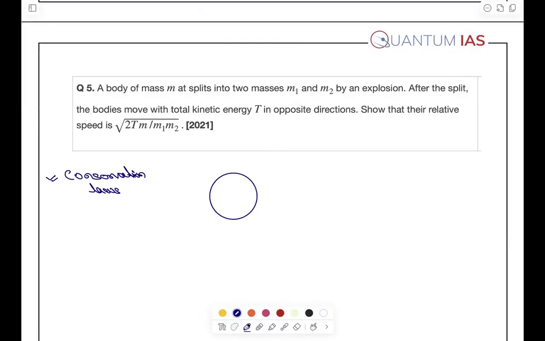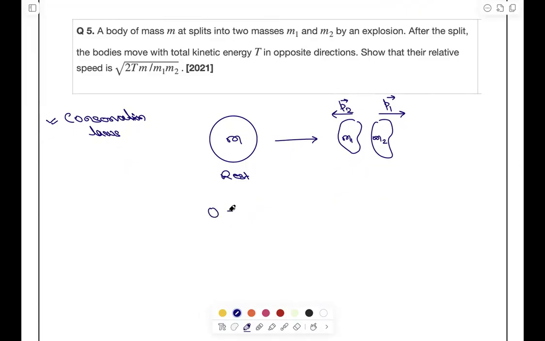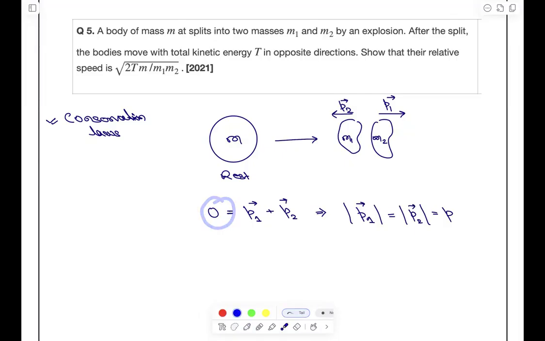Now this was our mass m, and this mass is now exploded into m1 and m2. We know that if it is at rest, the explosion will take place in such a way that the pieces move in opposite directions. Let's say the momenta are p1 and p2. From the conservation of momentum, the initial momentum was 0 and the final momentum was p1 plus p2. So p1 equals minus p2, that means their magnitudes are the same, and let's take it as p.